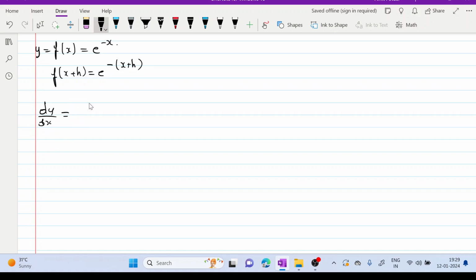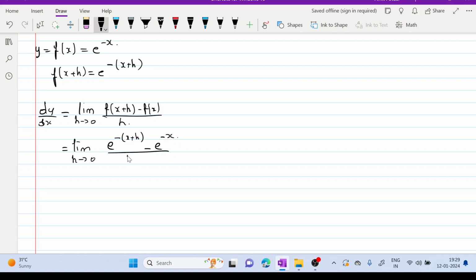So I hope you write all those things. And so by first principles, limit as h tends to 0, f of x plus h minus f of x upon h, which is equal to limit as h tends to 0 e raised to minus of x plus h minus of e raised to minus x upon h, which is equal to limit as h tends to 0 e raised to minus x minus h.